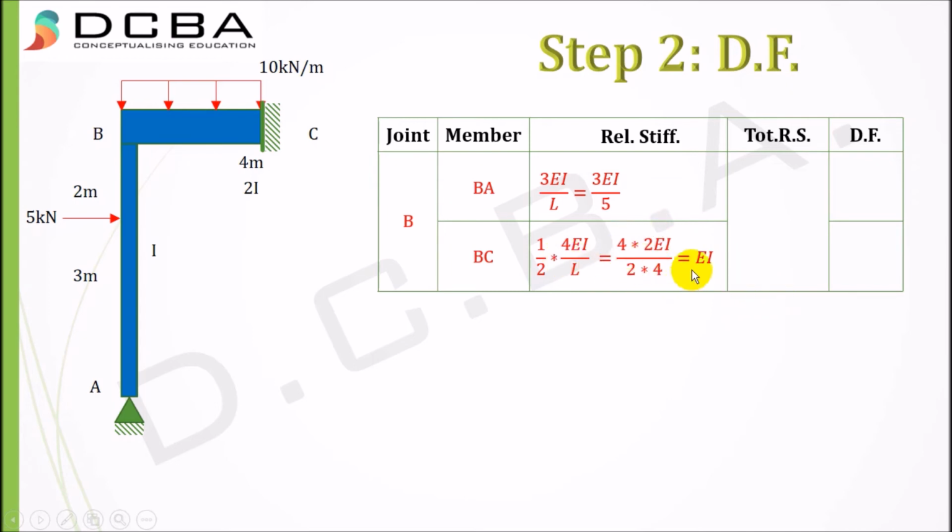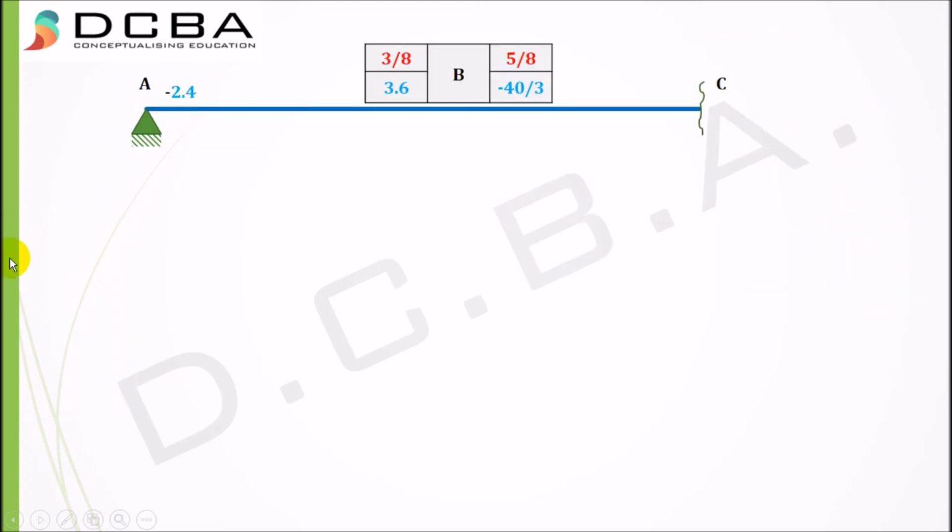And if I simplify this, I get it as EI. So when I sum it up, I get the total relative stiffness, which is equal to 8 by 5 EI. And to find the distribution factor, I have to divide 3 EI by 5 by 8 EI by 5. I get 3 by 8 as the distribution factor for BA, and the distribution factor for BC is 5 by 8. So we got the distribution factors, and now comes our final moment distribution step.